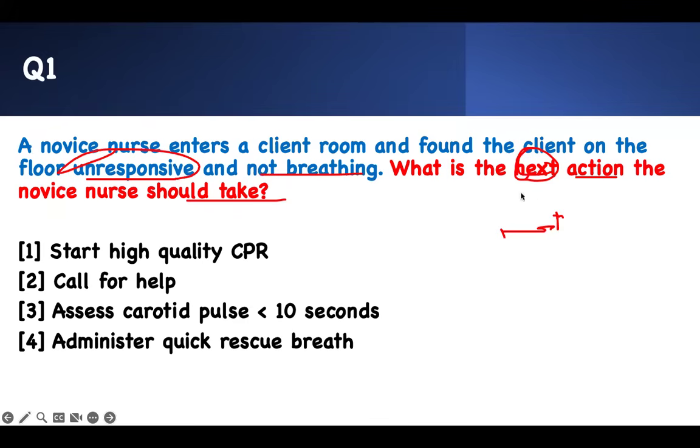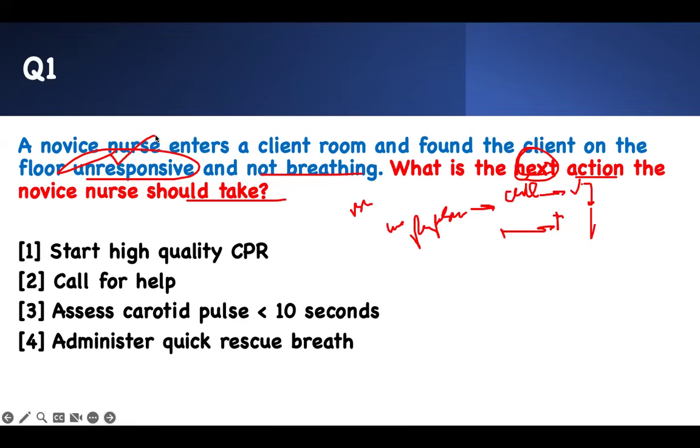In your BLS, ACLS, when you walk to your patient room and you want to do your BLS or ACLS, the first thing is check for responsiveness. So we check for responsiveness. If the patient is not responsive, you call for help. After you call for help, you check the pulse. And then if there's no pulse and no breathing, you begin chest compressions.